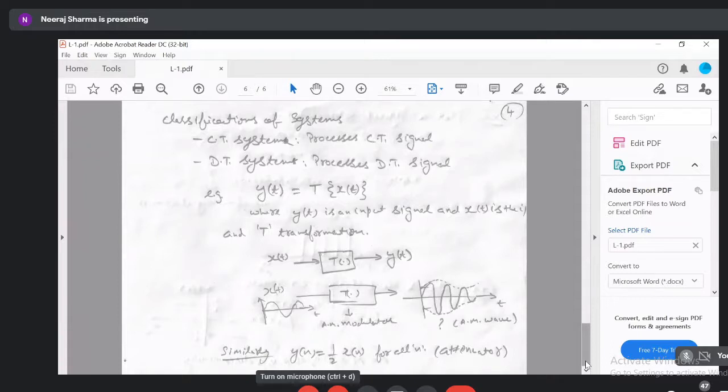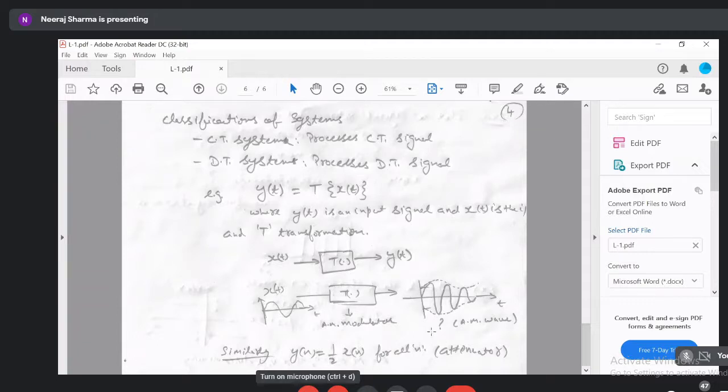So again, the classification of system depending on the nature of the signal. So we have CT systems and DT systems. So the definition is now very easy. If any system possesses CT signal, that is, it has an input which is CT and the output is also CT, then that is a CT system. If we have a system which has an input which is DT and the output of the system is also DT, then that system is known as DT system, right? So a CT system possesses CT signals only, and DT system possesses only DT signals.